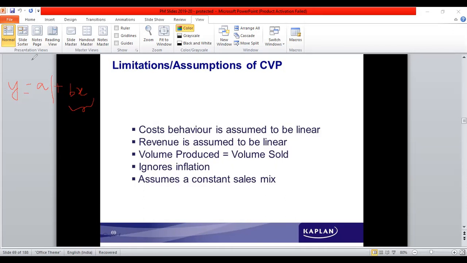So A can be taken as fixed cost. Bx can be taken as variable cost. A is fixed cost. Bx is variable cost. So total variable cost keeps changing with the changes in output. So X is output. So this Bx part of it is variable cost. So it is in this relationship. And the assumption is that because they are constant, they would not change. Once it is known what these values are, they would remain the same.